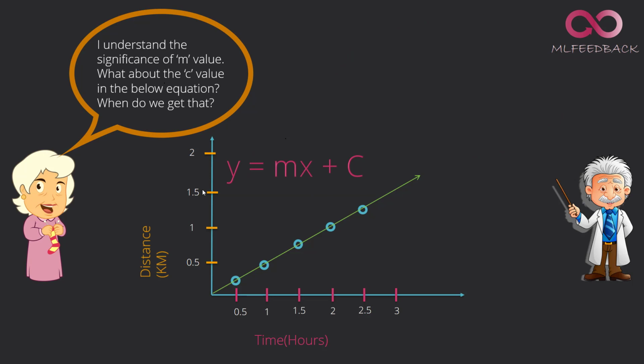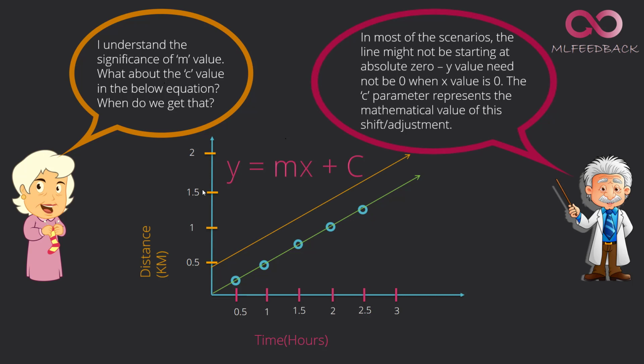Then she says, I understand the significance of the m value. What about the c value in the below equation? When do we get that? y equal to mx is the value that we obtained, but you said the c value is 0 because we're not taking any steps at the start of time, when t is equal to 0.